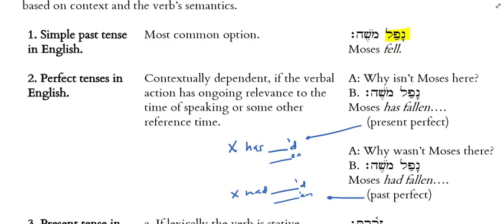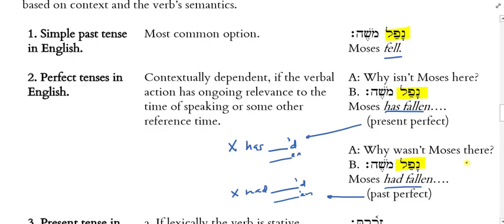So notice that all of these verb forms are Qal perfect 3MS forms. They're all using the perfect conjugation, and it's just context dependent whether I use the simple past, Moses fell, or the present perfect, Moses has fallen, or the past perfect, Moses had fallen.